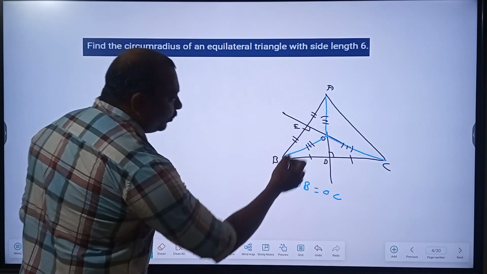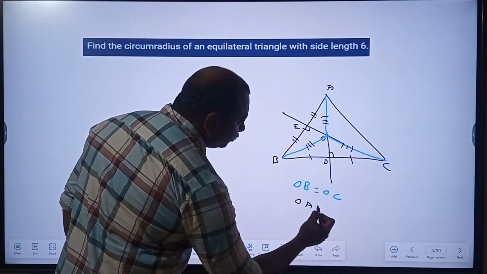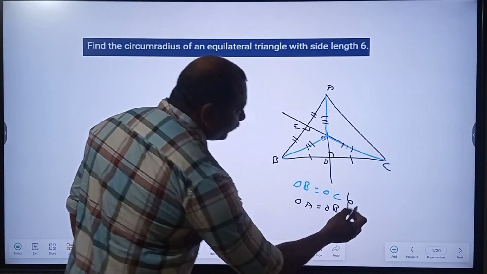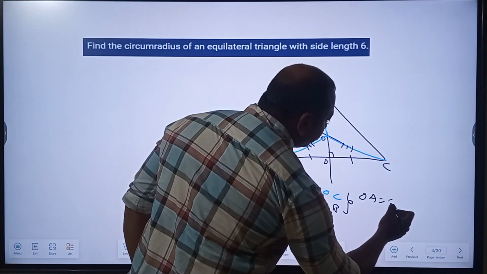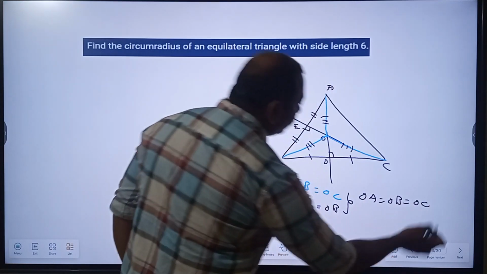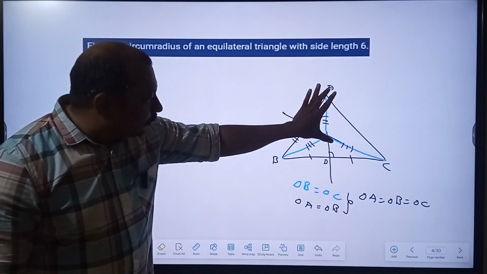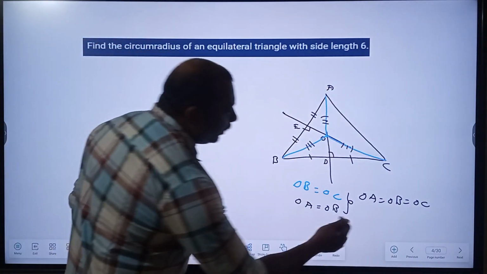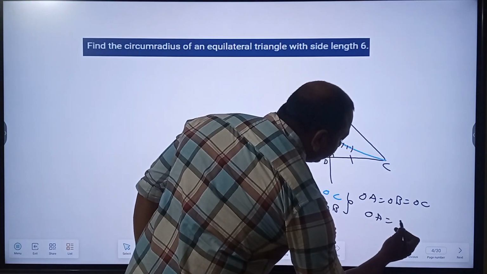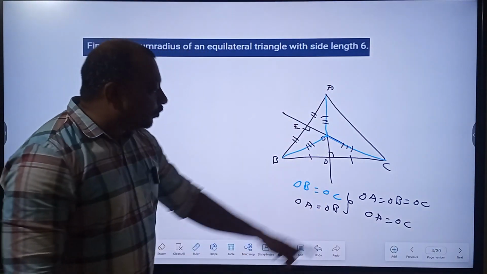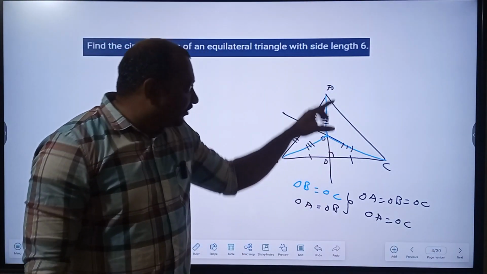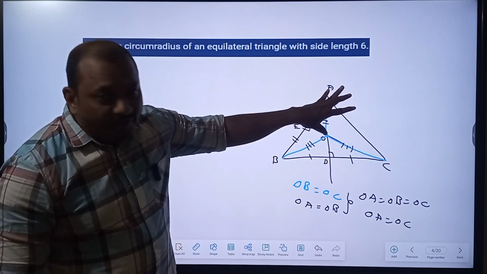Right. So we can write OA equal to OB equal to OC. From these two we can write OA equal to OC. Now OB equal to OC, OA equal to OB, so OA equal to OC. That is, O is equidistant from these points A and C.